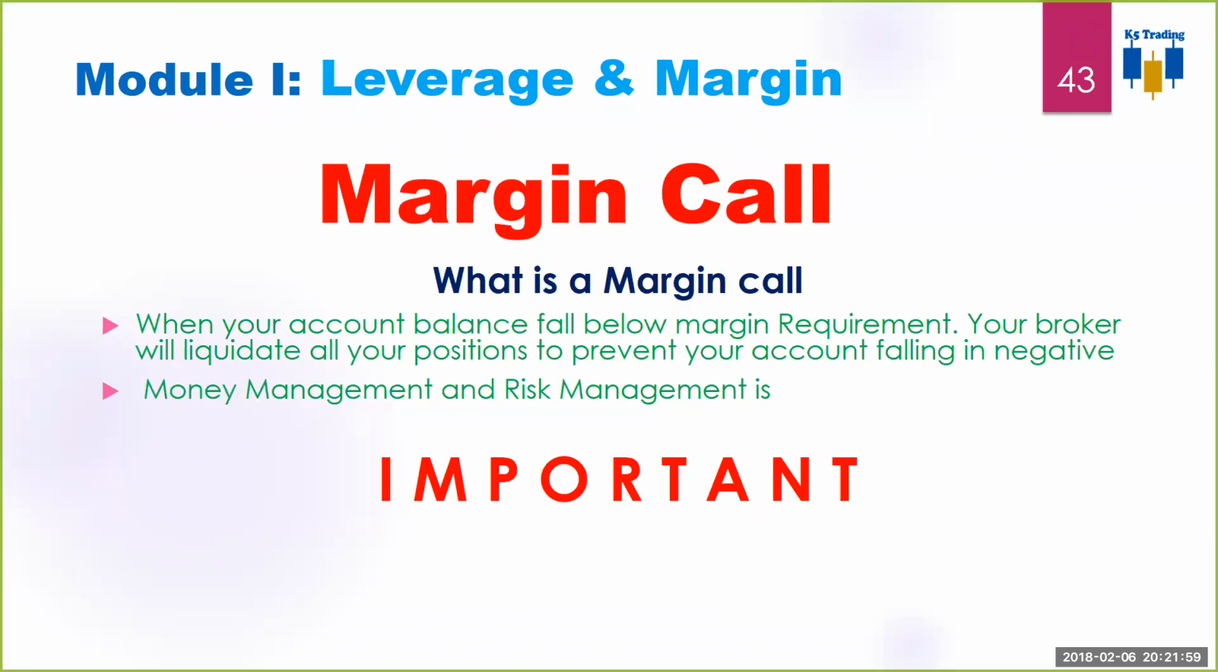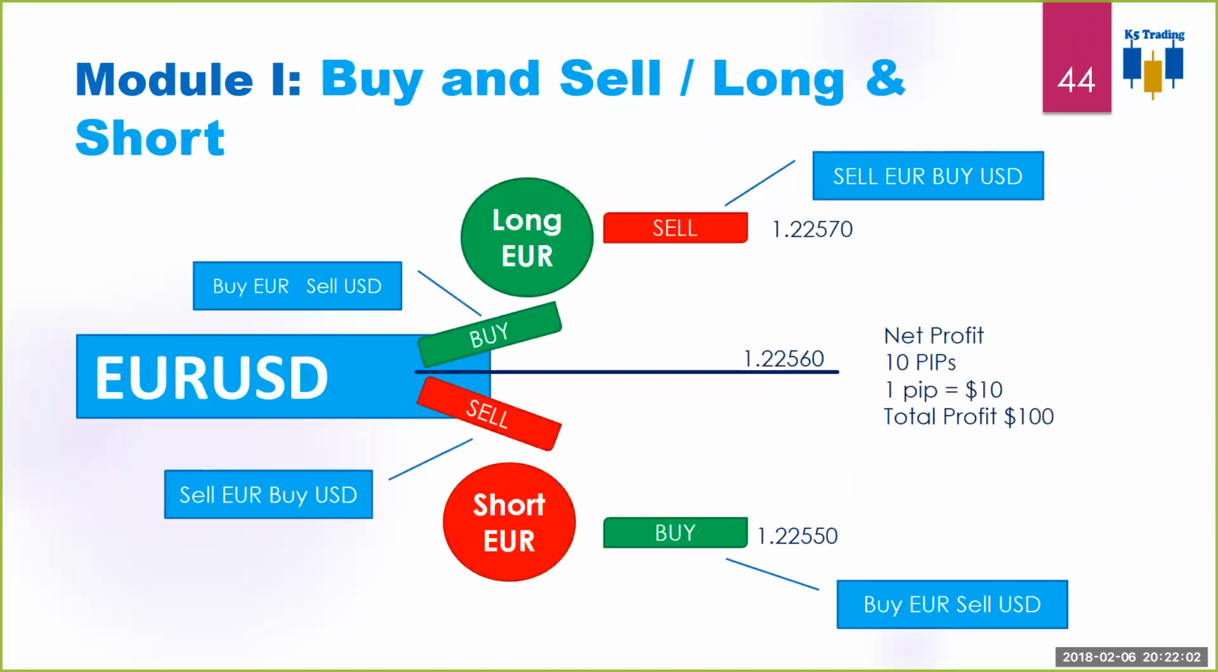Module 1 continues, and we are now looking at buy and sell, long and short, and what the difference is between the two. For example, this is the current market price. You go long on Euro USD, it means you buy Euro and you sell USD, you open your position, the price starts moving higher and higher and higher, and then it reaches up here, 1.22570. Now you decide to close your position.